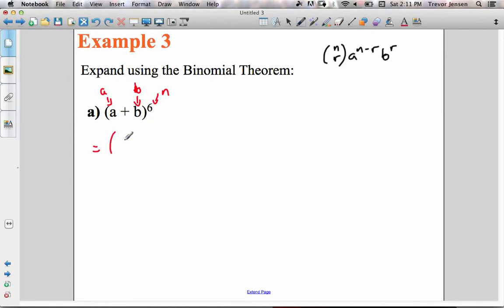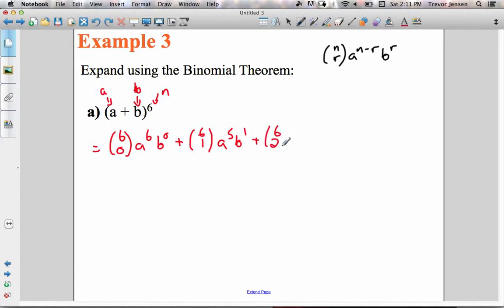So it's going to start with n choose r. So it's going to start with 6 choose 0. And then a to the n minus r, so a to the 6 minus 0, which is 6. b to the r. In this case, r is 0. And then that's your first term, plus your second term. Since our first one was 6 choose 0, the next one is 6 choose 1. a to the n minus r, so a to the 6 minus 1, which is 5. b to the r, which is 1.